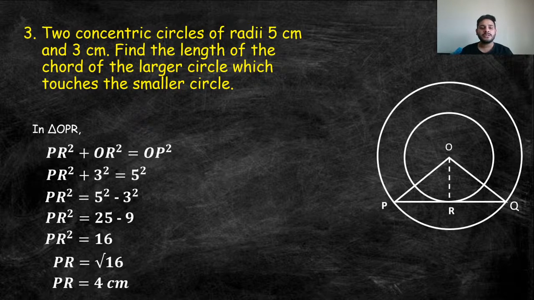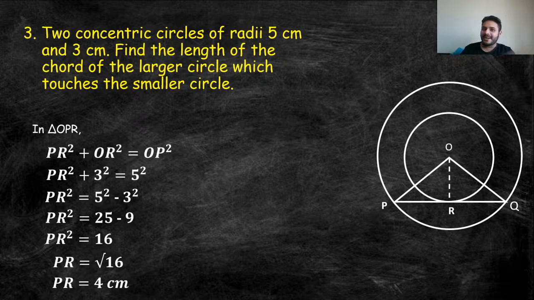We get the values, we substitute the values. OR is the shorter radius, so we take it as 3. OP is the radius of the larger circle, which is nothing but 5. These two details are always given in the question. So we subtract the squares of both of them. We get the answer as PR is equal to 4.